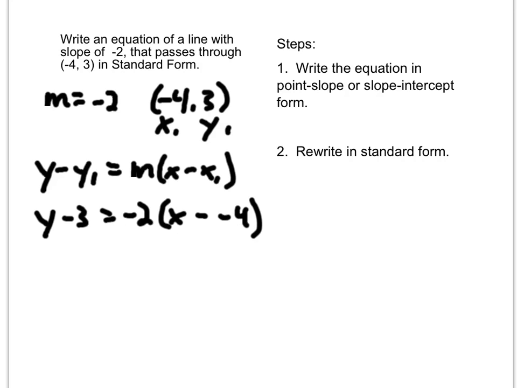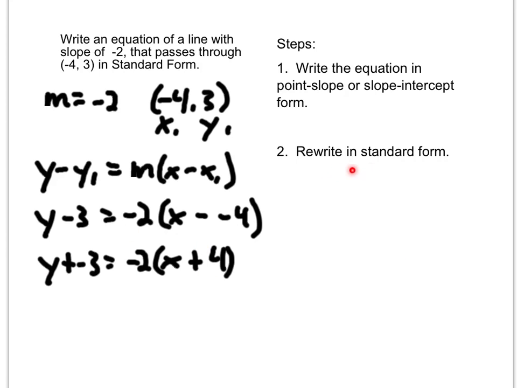Okay? Well, I can't leave this like this. I've got to change all this stuff to addition. So I'm going to make this y plus negative 3 equals negative 2 times x plus, and the opposite of negative 4 is positive 4. Okay? So this is okay for point slope form, and so is this, but we would make this just x plus 4. Okay? So here we are in point slope form.